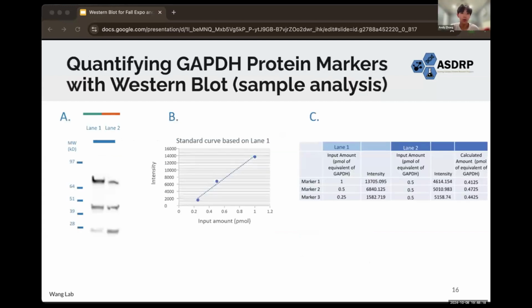Here in Figure A, we have quantified GAPDH protein markers using the Western blot. In lane 1, different amounts of GAPDH were loaded, which are 1, 0.5, and 0.25 picomoles from top to bottom. And in lane 2, a constant amount of 0.5 picomole GAPDH sample was loaded. In Figure B, the intensity of each marker on lane 1 was measured using ImageJ software and was plotted in a standard curve against the input amount. Finally, in Figure C, the intensity of each marker on lane 2 was also obtained, and the correlating amount of protein was calculated for each marker.